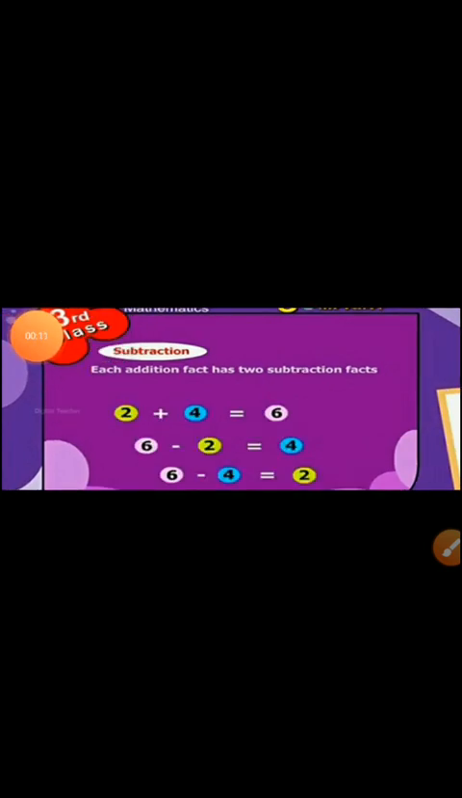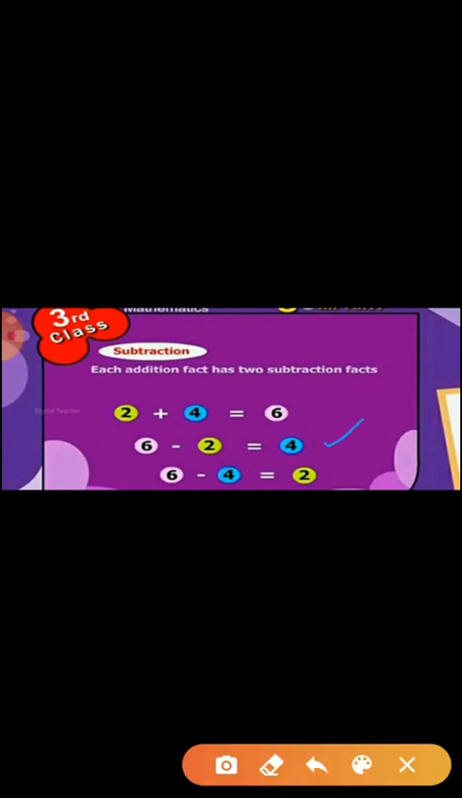Students, each addition fact has 2 subtraction facts. Let's take help from an example, how each addition fact has two subtraction facts. Here 2 plus 4 is equal to 6. It makes two subtraction facts. How? 6 minus 2, 4. 6 minus 4, 2. I hope you understood this one.